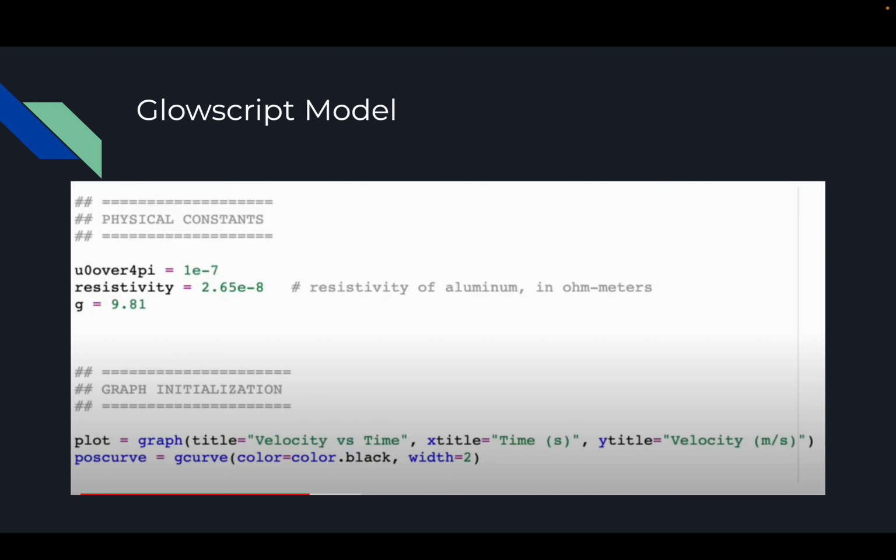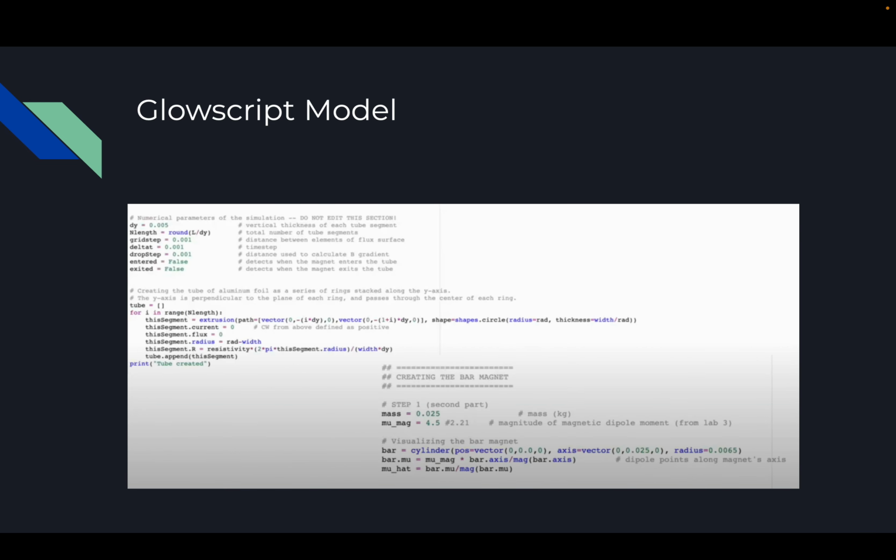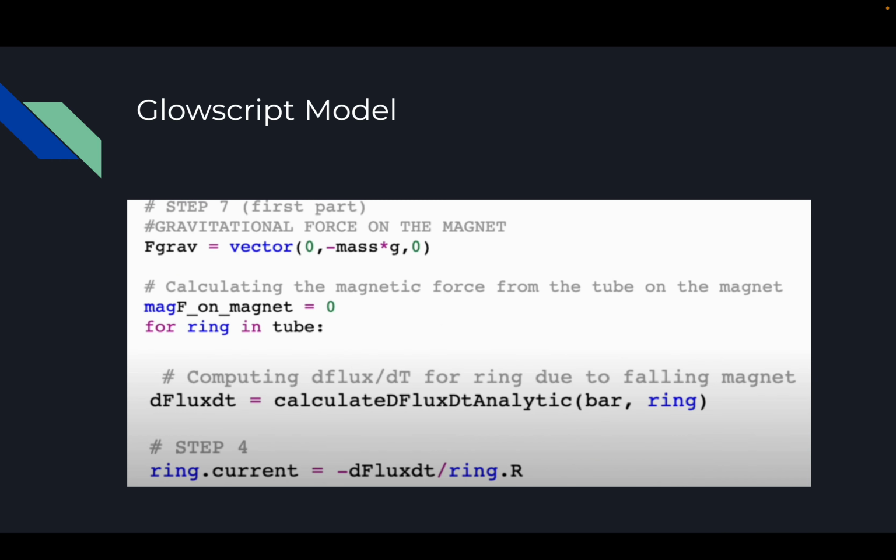For the computational model, we use GlowScript. As you can see, we first initialized all of our important physical constants as well as the graph. Here we created a bar magnet and an aluminum tube, and in the other one we created a function for the magnetic flux created by the bar magnet. We then calculated the gravitational force on the magnet and the magnetic flux on the ring due to the falling magnet.